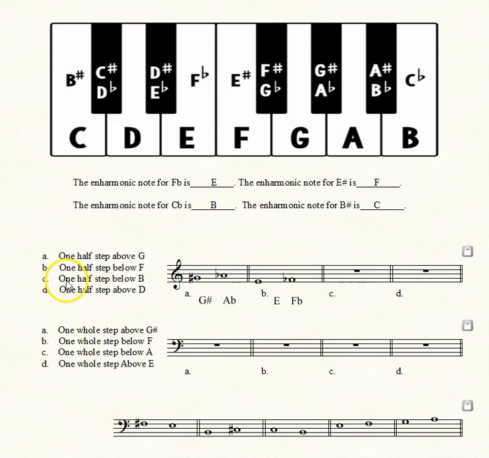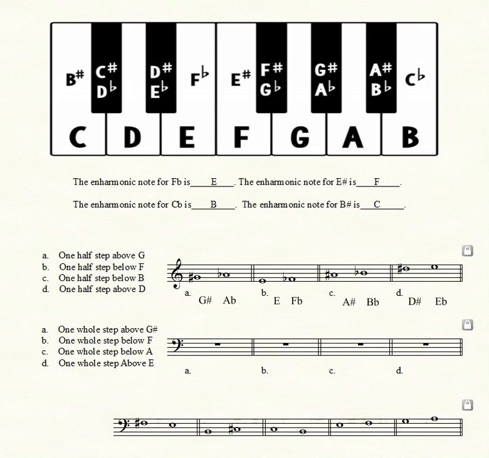Next, we are looking for one half step below B. Let's go to our B and then go one key to the left. We're on a black key. This is A sharp or B flat. Here are two enharmonic spellings, and we'll add them down here. And now we're looking for a half step above D. So we'll go to our D. One half step up, we have D sharp and E flat. So these are the two enharmonic spellings we'll add down here.